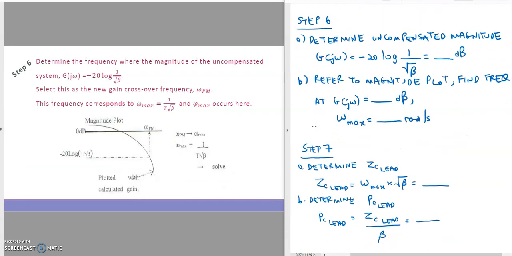For step number 6, we need to determine the uncompensated magnitude based on the beta value using this formula. So this is the uncompensated magnitude in dB. Using this value of magnitude in dB, we refer to the magnitude plot and find the frequency at this value, the uncompensated magnitude. So at the uncompensated magnitude in dB, we determine the frequency, which is omega max, the maximum frequency for the uncompensated magnitude. So refer to the magnitude plot. Okay, that's it for step 6.